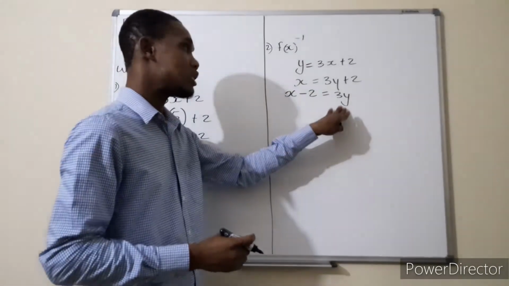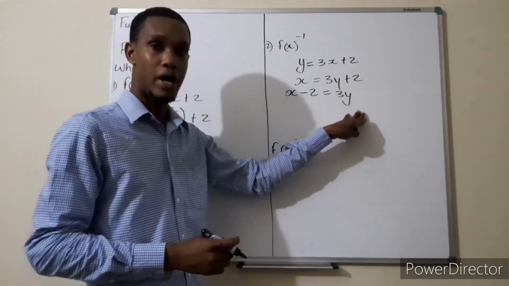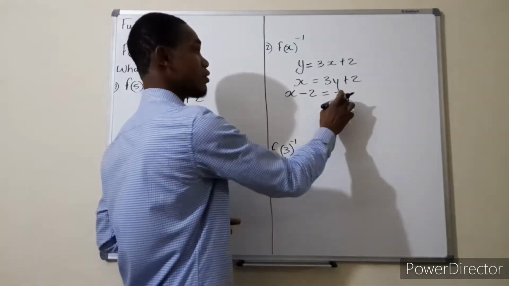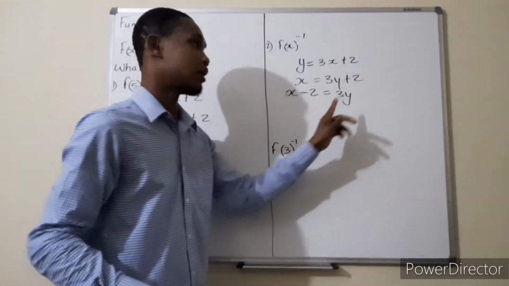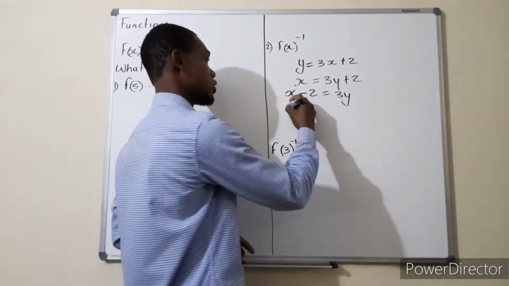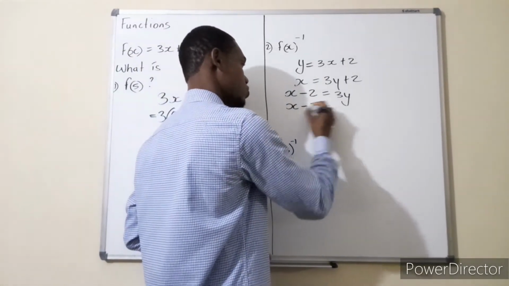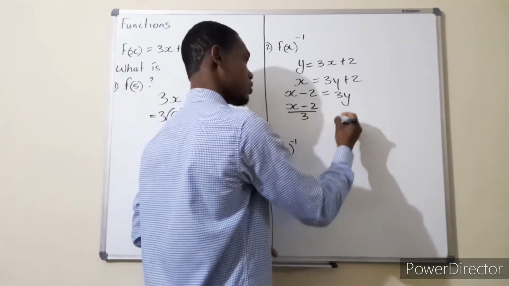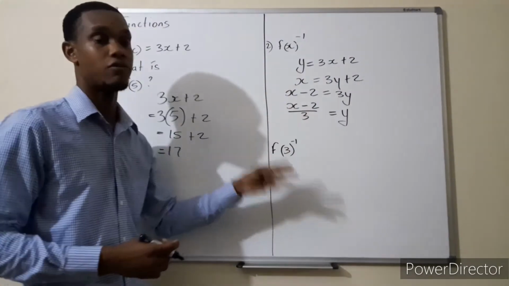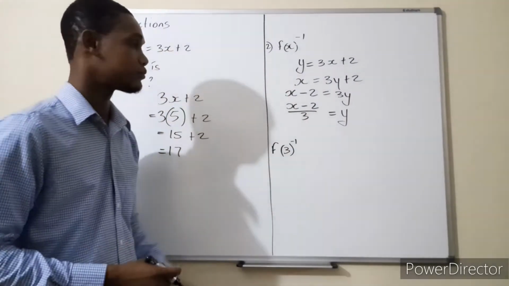Now, we need to get rid of the 3 to allow y to be by itself. To get y by itself, you do the opposite of the operation that's here. And since multiplication is happening, you'll do division to the other side. So it will be x minus 2 all divided by 3 must be equal to y. And that is the inverse of this original function.